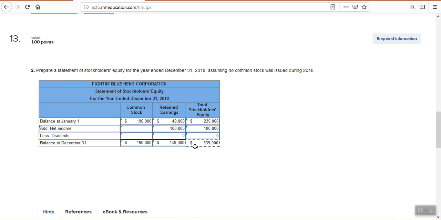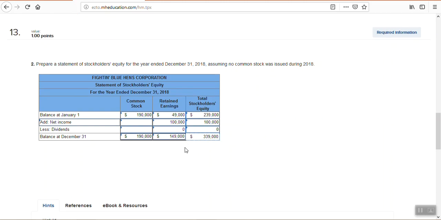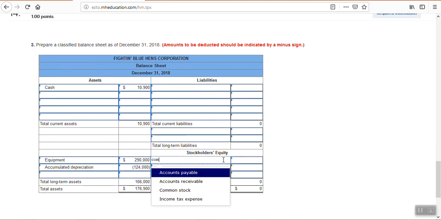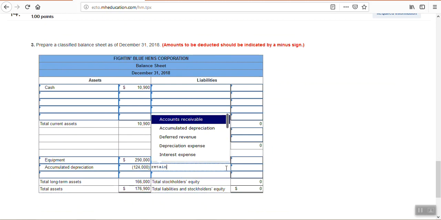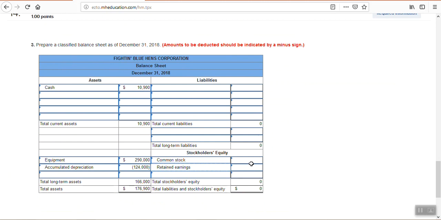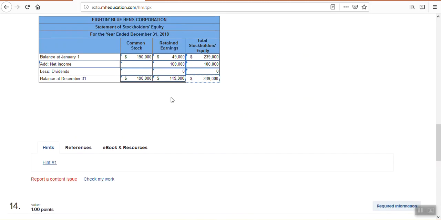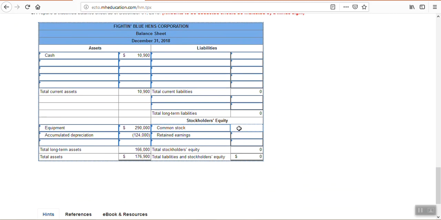And the second link we see is that the total stockholders' equity of $339,000, well, actually broken up into these two categories, these bottom amounts are going to link to our balance sheet. So our balance sheet has a couple categories of equity. It has common stock and it has retained earnings. And our common stock, in our example, was $190,000.